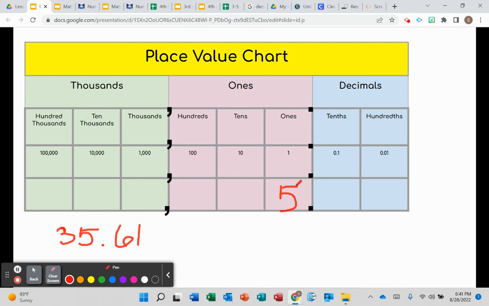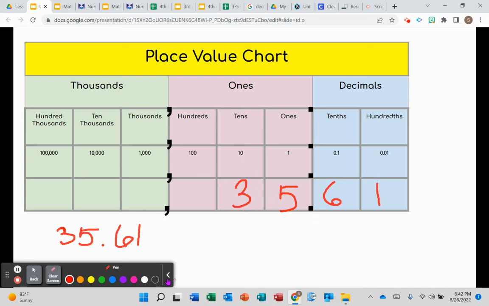Another way that we can do it is we can line up our decimals. So I have my decimal right here. Now I have 5 ones and 3 tens. On my other side, I have 6 tenths and 1 hundredth.